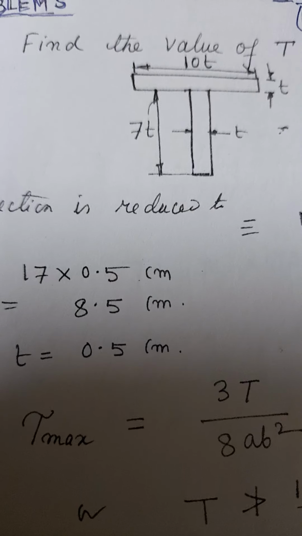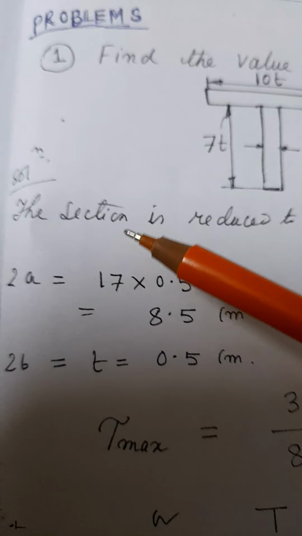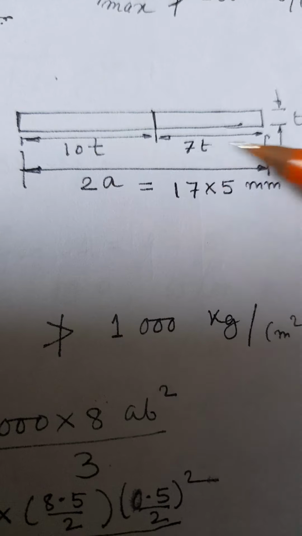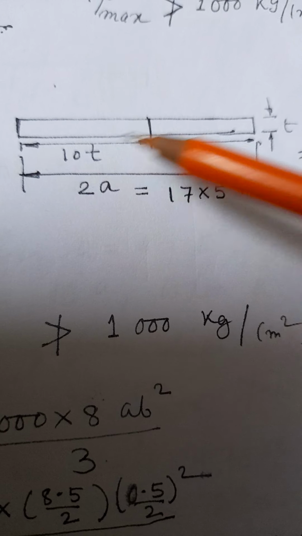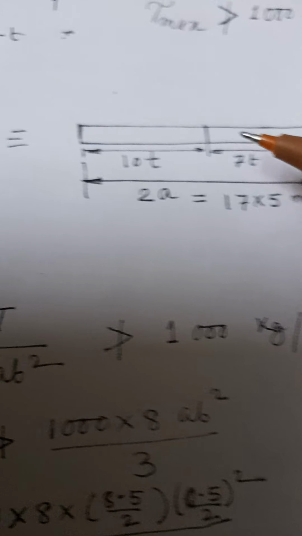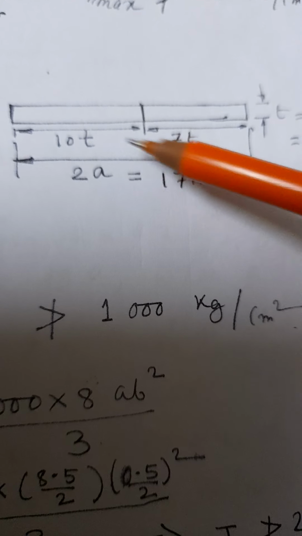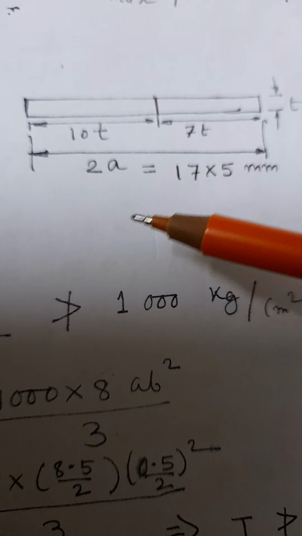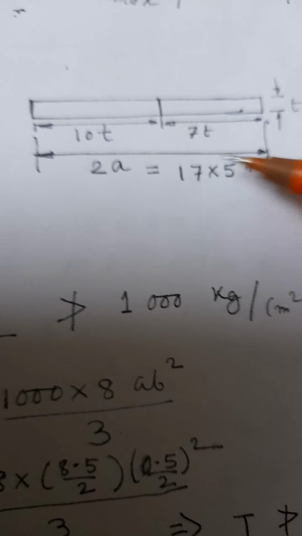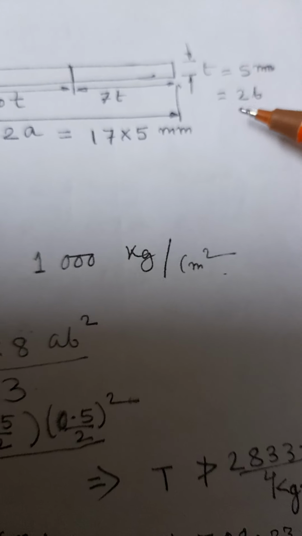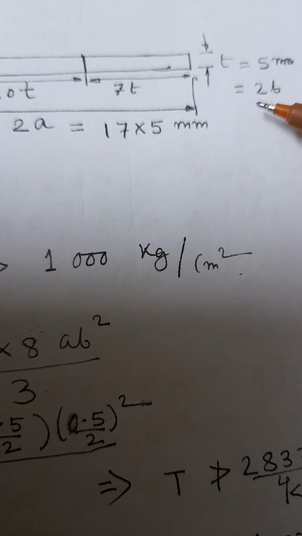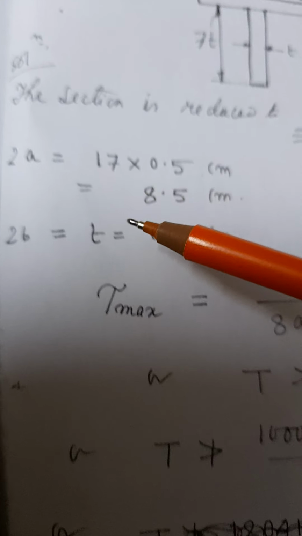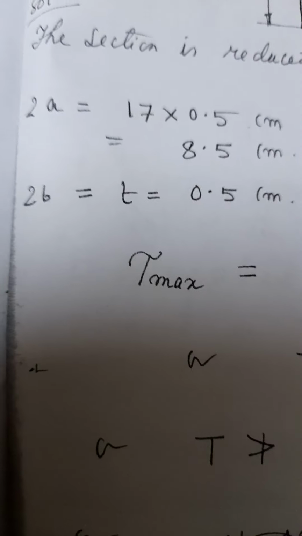Now this is the section. This section is reduced to this section. There is no problem. This is 2A total and this is 2B. So 2B is equal to t and 2A is equal to 10t plus 70, so that is 17t. t is 5, so 17 into 5 is equal to 2A, and t is equal to 5 mm is equal to 2B. The rest is very simple, I will show you.